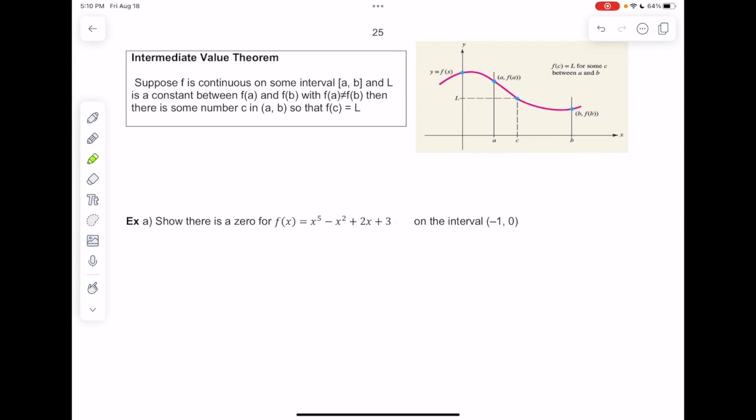All right, let's go ahead and wrap up this section with a theorem and then an example that illustrates the theorem.